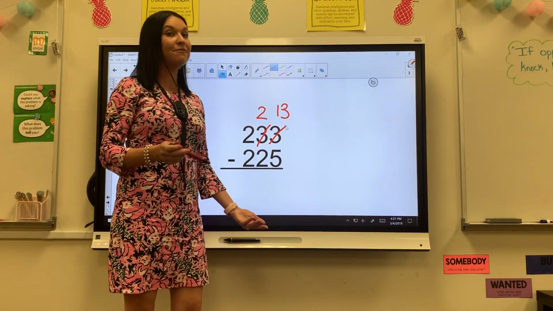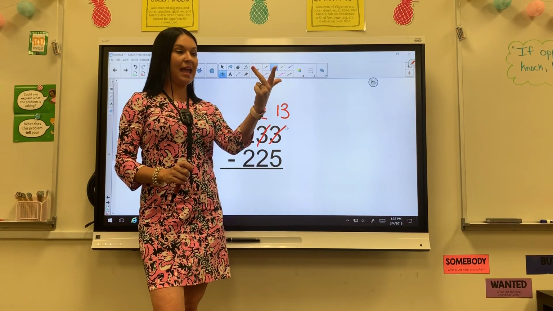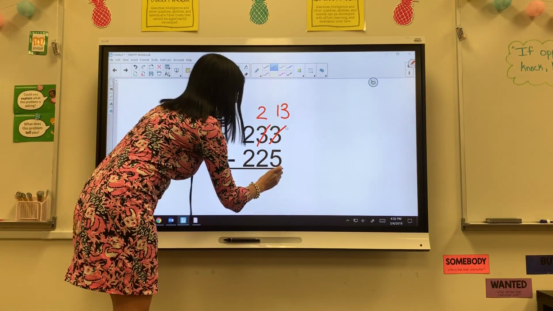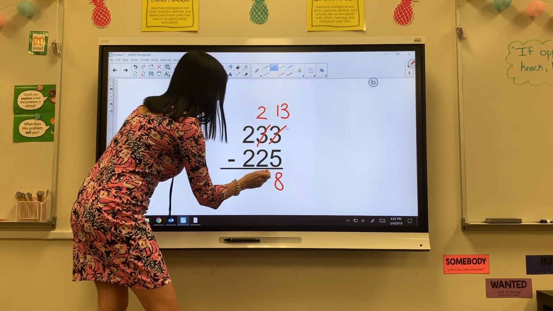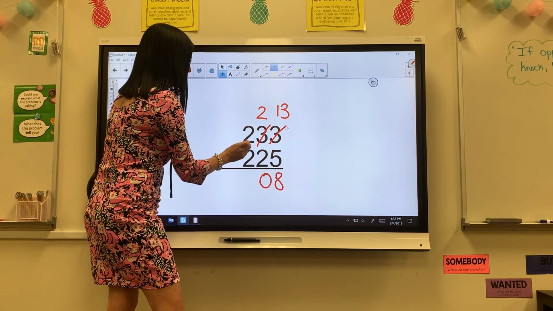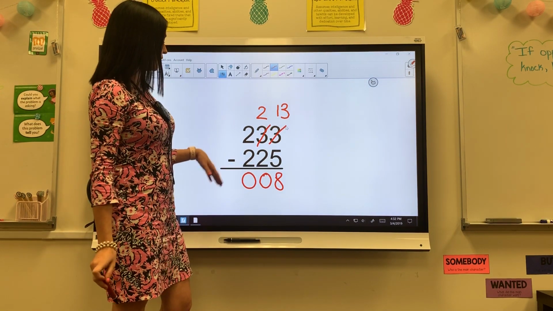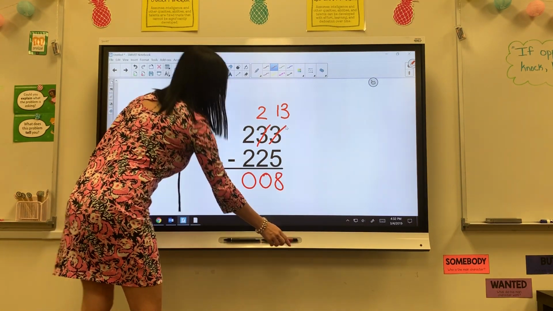I have 13, and I need to take away 5. I'm going to count up 5, 6, 7, 8, 9, 10, 11, 12, 13. That gives me 8. And then I have 2 minus 2. That gives me 0. And then I have 2 minus 2 again. And that gives me 0 again. So 233 minus 225 equals 8.